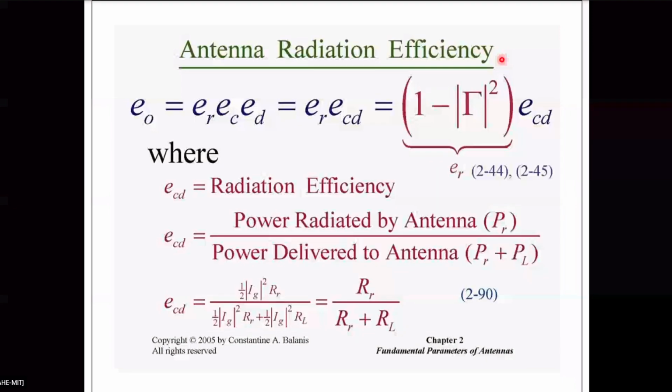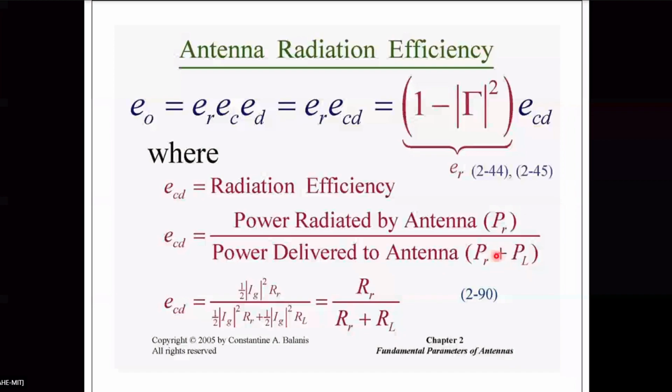So, antenna radiation efficiency. We have seen overall efficiency is equal to reflection efficiency, ER, into conduction and dielectric efficiency, ECD. ER is 1 minus magnitude of tau square, into ECD. We have seen this. This contributes to ER. So radiation efficiency is power radiated by the antenna over power delivered to the antenna, which is the input power to the antenna.